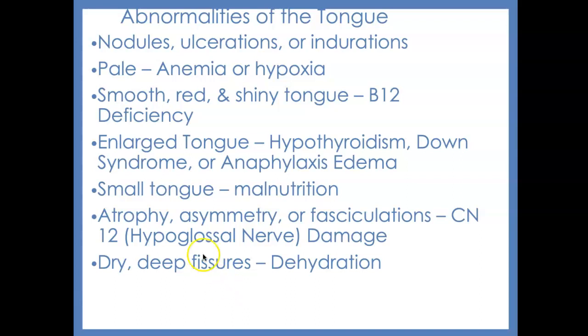A small tongue may be from malnutrition. Again, not something we necessarily see in this country, but in other places. If the tongue has some atrophy, if it's asymmetrical or has some fasciculations, those little tremors, we always kind of worry about cranial nerve 12, because that is the hypoglossal nerve, and that helps control the tongue, or there might be some damage going on there.